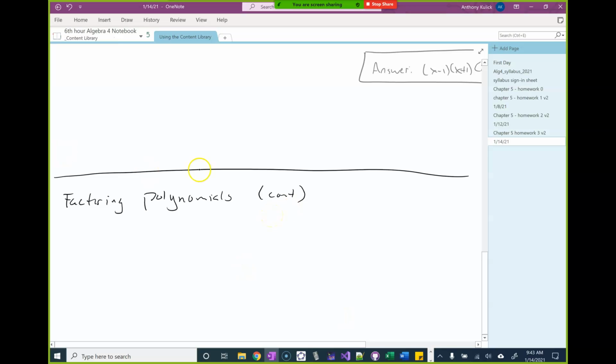We're going to continue doing some factoring by polynomial practice.